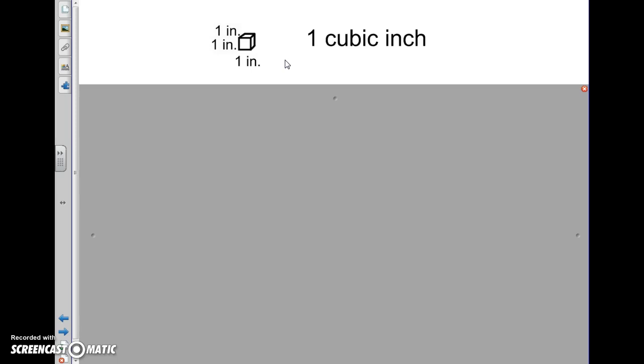No, and I'm going to tell you why. If you think about that, that would make sense, right? 12 inches equals 1 foot. So maybe that would mean that 12 cubic inches equals 1 cubic foot.